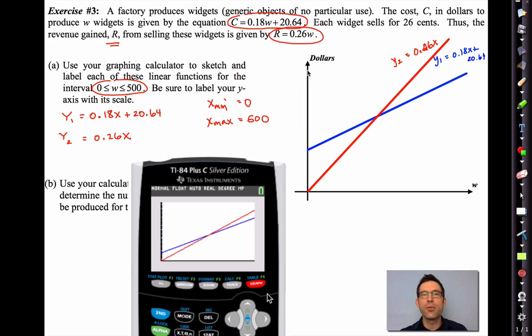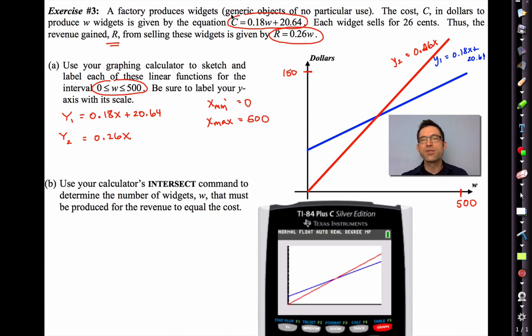Oh, yeah, it said label my scale. What was that? That was 150 here and 500 here. Great. Now letter B says use your calculator's intersect command to determine the number of widgets W that must be produced for the revenue to equal the cost. So in other words, I want to use the calculator to help me find this point. So let's do that. Let's use the intersect command. I know we haven't used that yet this year, but it's a really great command.